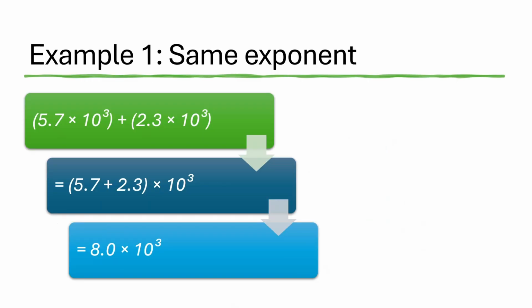Now, example number one. In example number one, we have the same exponent. We have 5.7 times 10 to the 3 plus 2.3 times 10 to the 3. You're just going to add the coefficients and retain the base and the exponent, times 10 to the 3. So 5.7 plus 2.3 is equal to 8.0 times 10 to the 3.